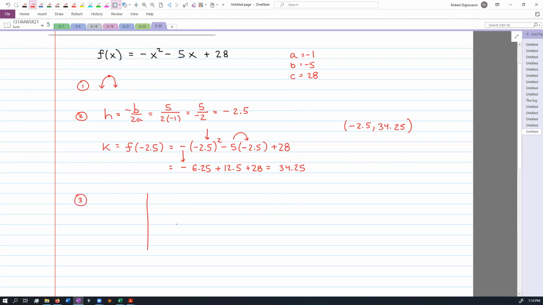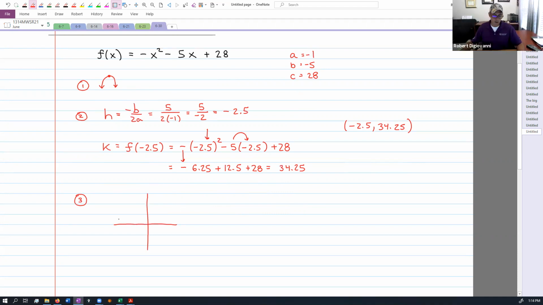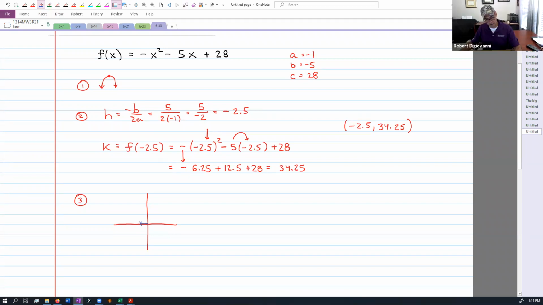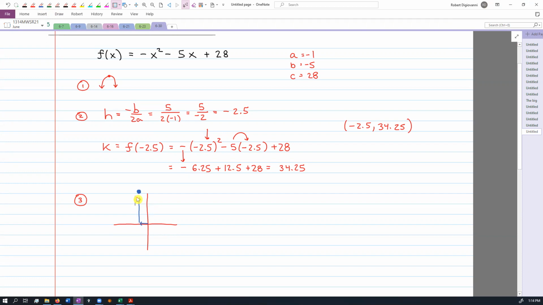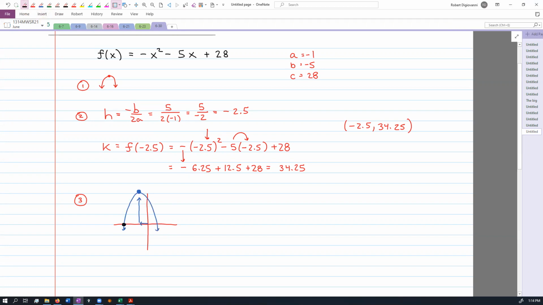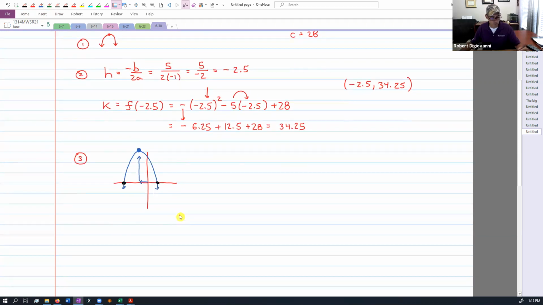Okay, Juliet, last question for you. When I go to put this vertex on the quick sketch, I'm gonna go left, right, up, down. What am I gonna do? You're gonna go left 2.5 and then up 34.25. So it's somewhere over here, right? Yeah. Somewhere up there. And it opens which way? Down. So since it opens down, how many x-intercepts are we gonna have? 2. We're gonna have 2 x-intercepts, which means we have to do step 4.